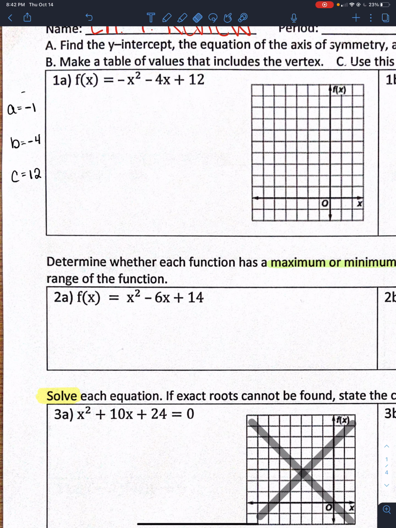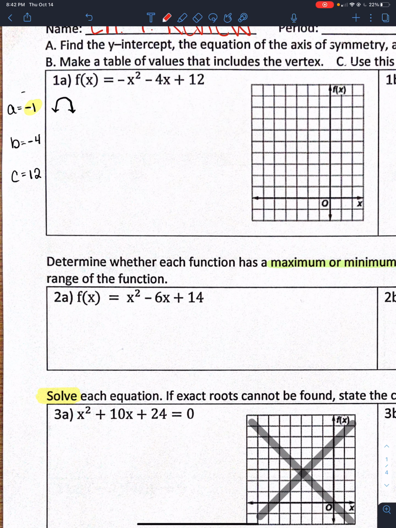All right. So now we're going to go ahead and determine whether it opens up or down. Well, the a value tells us whether it opens up or if it opens down. If a is positive, positive people smile. If a is negative, negative people frown. In this case, a is negative. So that means it's going to open down.